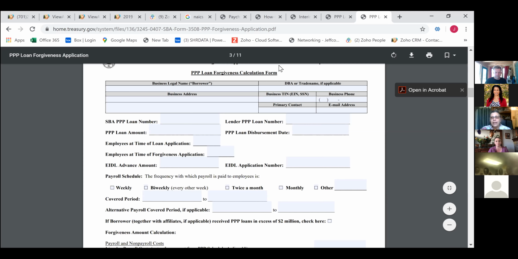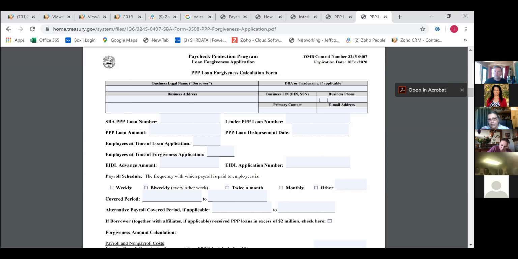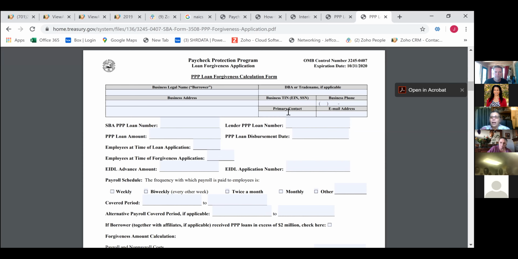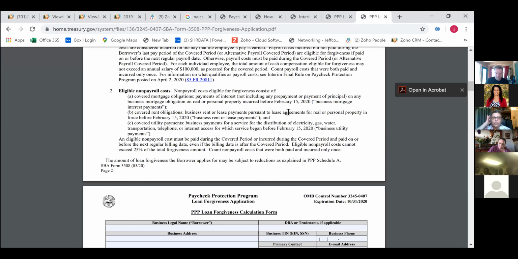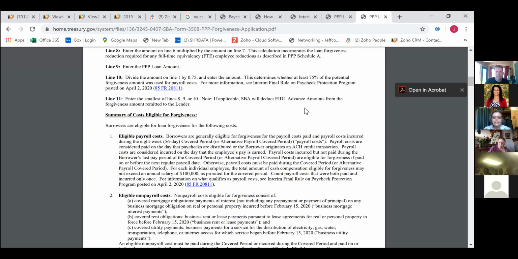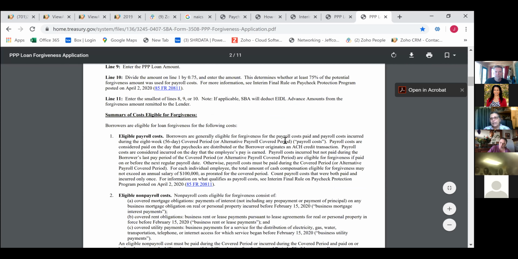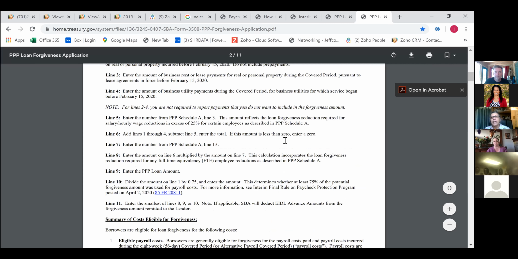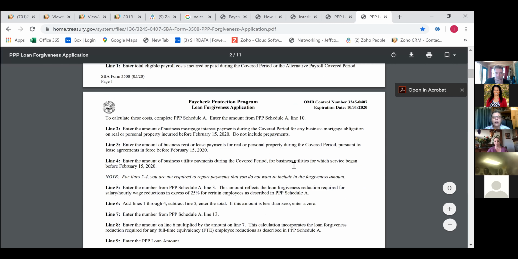And Jason, can you go up to where it talks about the covered period? Because you do have 2 different choices here. Mandy's asked a question, does the EIDL include what you received or just the portion? It includes all of it.